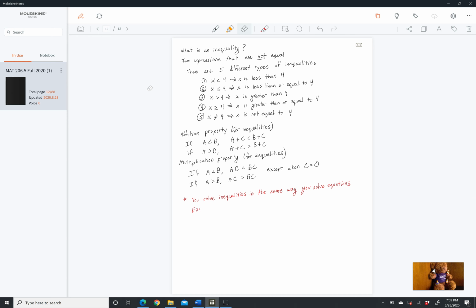Except when you multiply or divide, so I'm going to put just a slash divide because this is true for either one, both sides by a negative number, the inequality switches direction.